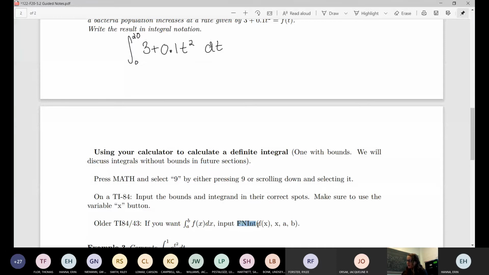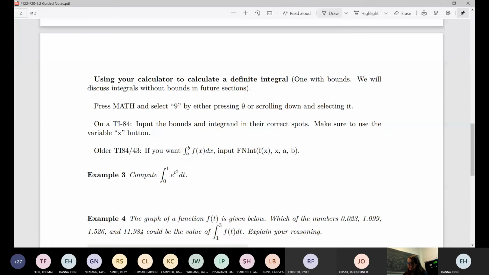if you were to do the one that we just typed in for the newer version, if you have an older calculator, it would give you fnInt. So you want to put the function that you want to integrate. In this case, it was the 3 plus 0.1, and then you'll hit the X button still, squared.